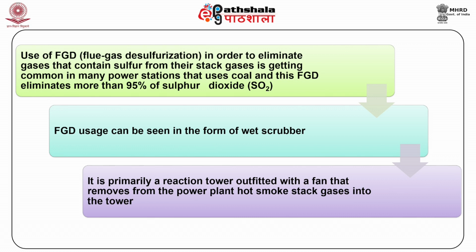It is primarily a reaction tower outfitted with a fan that draws the hot smokestack gases from the power plant into the tower. Limestone or lime is also injected in the tower, and calcium carbonate in the limestone creates calcium sulfate that is pH neutral. The calcium sulfate is then removed physically from the scrubber. In fact, the scrubber converts the sulfur pollutants into industrial sulfates. The sulfate so extracted can be sold to companies that manufacture chemicals as gypsum when the pure content of calcium sulfate is high. Otherwise, it may be put at landfill sites.